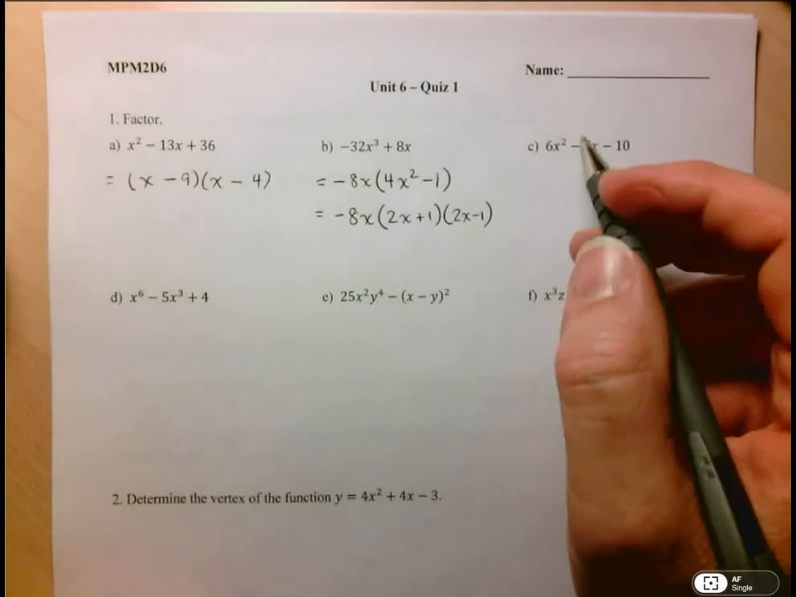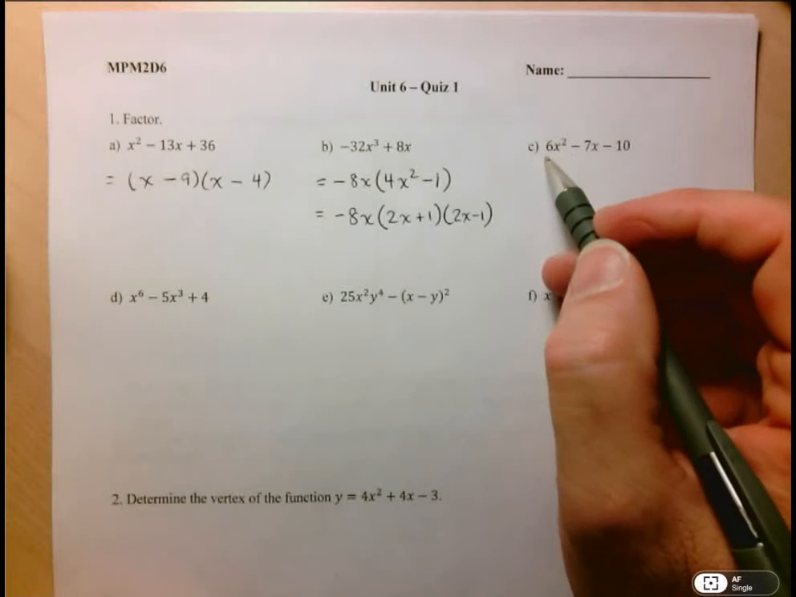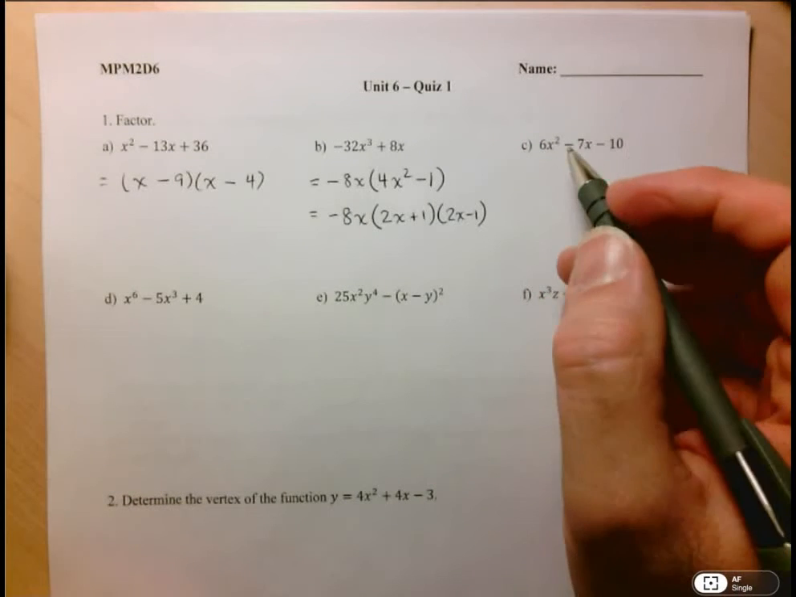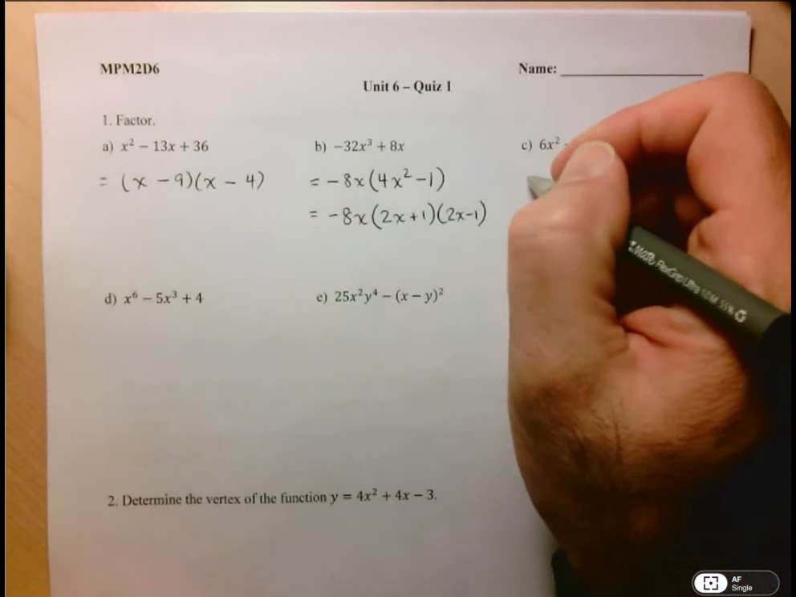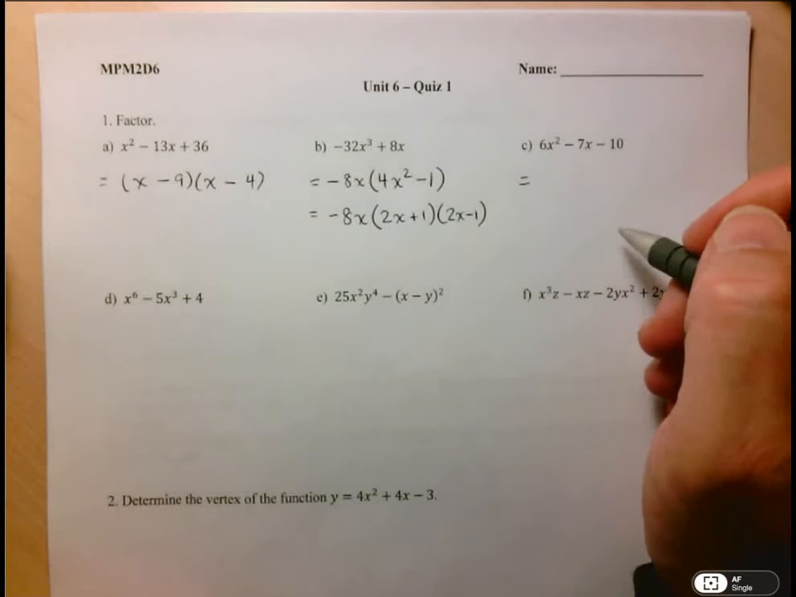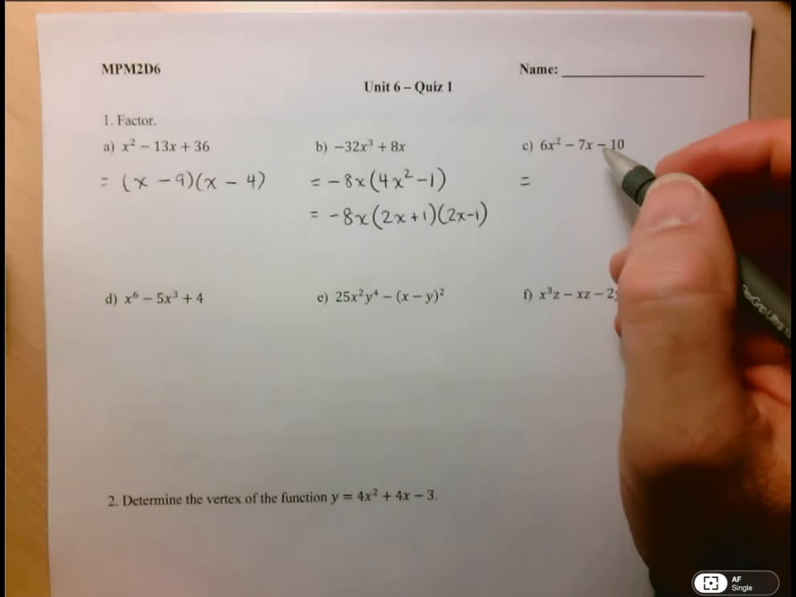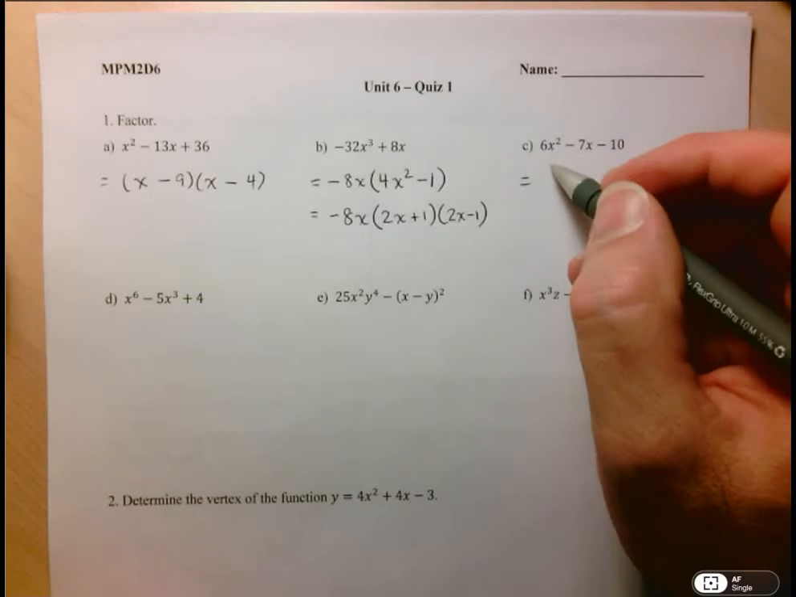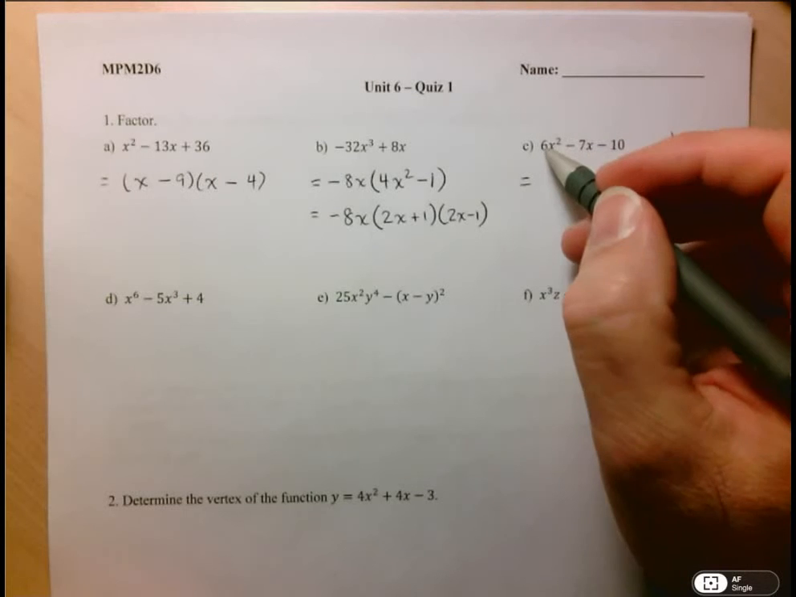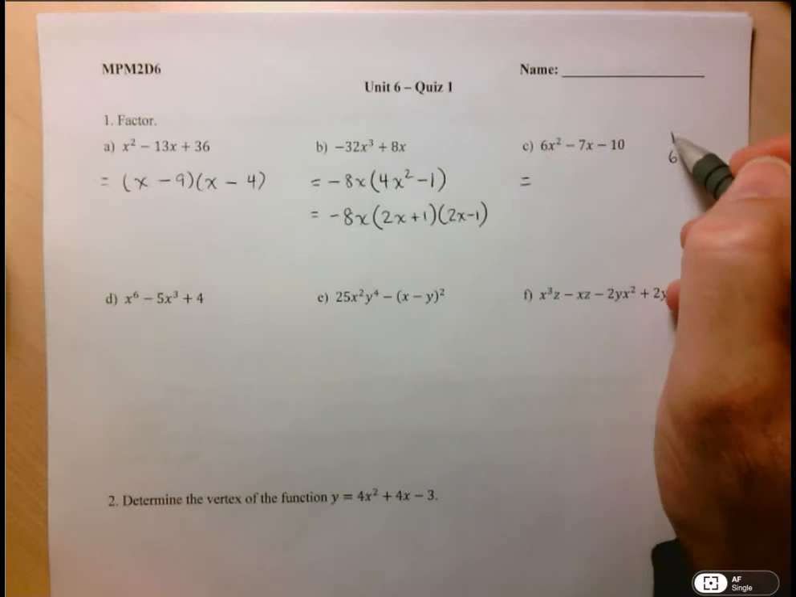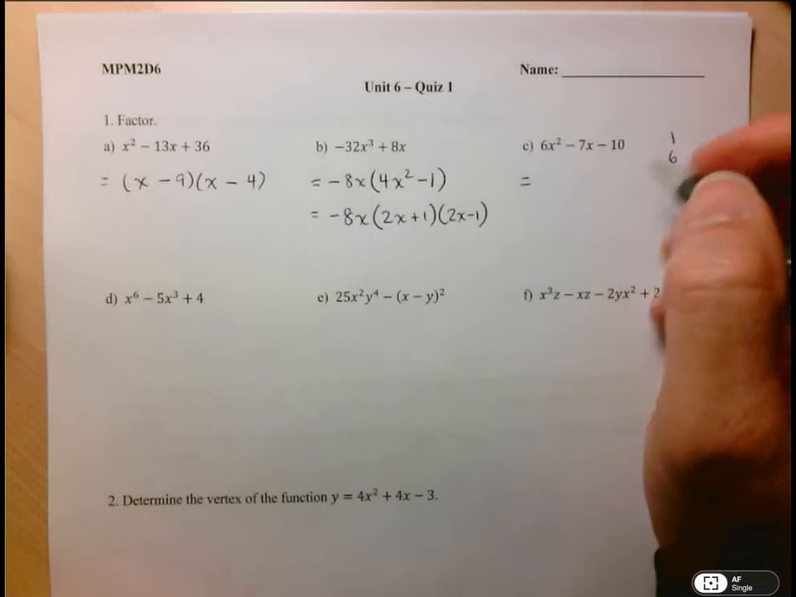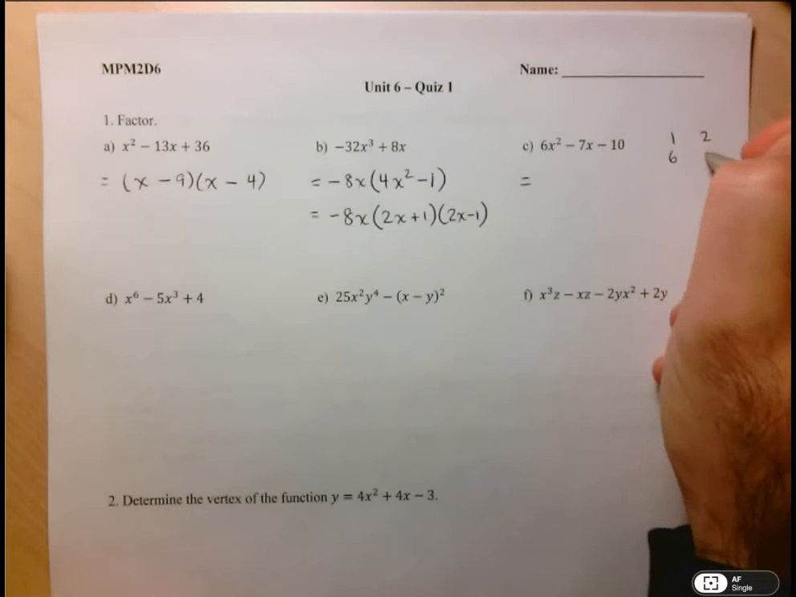So now I've got a trinomial, but the leading coefficient is not equal to 1, so I have to do a bit of work here. So the way I suggest you do these is by trial and error. Okay, so I'm going to do my algebra on the side. So we might decide here to start with, say, 1 and 6. Okay, so I take my two factors of 6, and I write them in the first column, and then I'll take factors of 10. So let's say I start with 2 and 5.